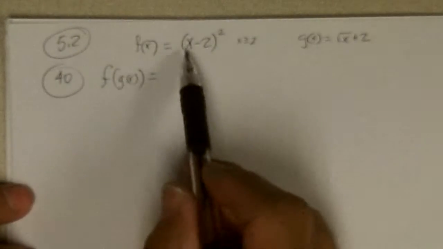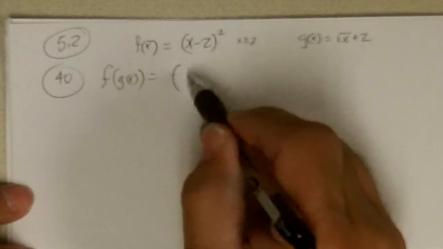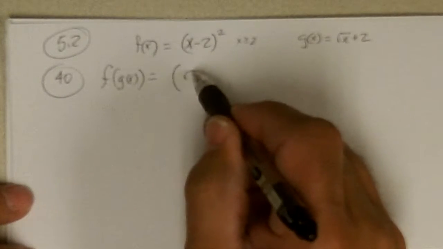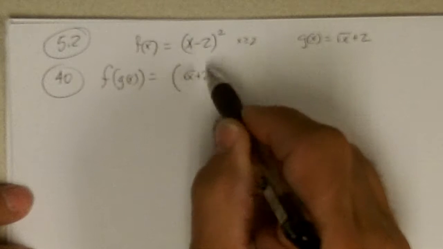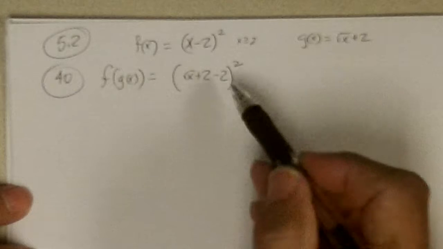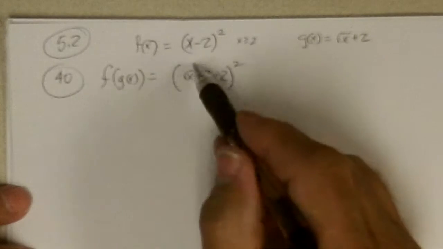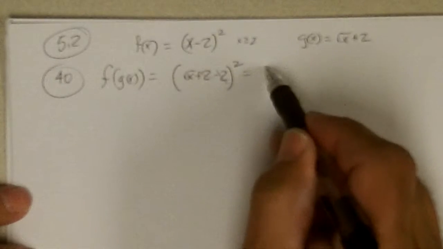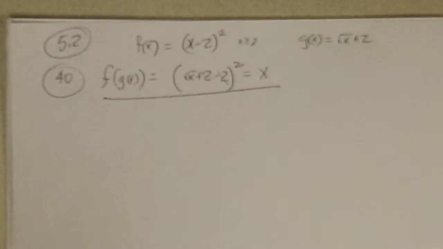And we're supposed to put g of x in for the x, so we get parenthesis in place of that x, square root of x plus 2. That's it for the x. And then we got minus 2 squared. The plus 2 and minus 2 cancel, and then we got the square root of x squared, which is just x. Inverses of each other.